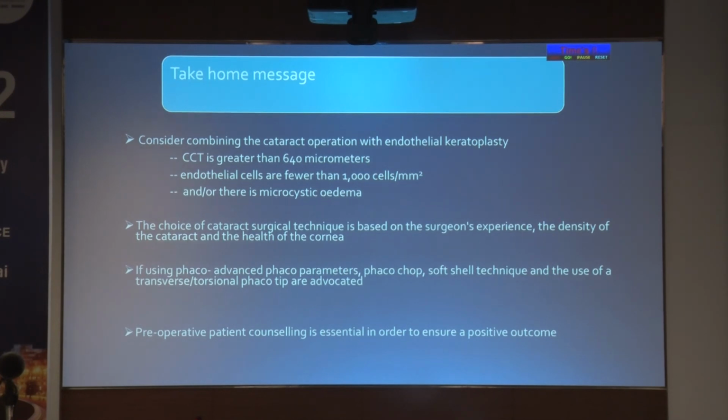So the take-home message is, in cases of combined surgery, when CCT is greater than 640 micrometers, endothelial cells are fewer than 1000 cells per square millimeter, and there is microcystic edema, we should always go for combined surgery. The choice will depend on the surgeon's experience, and when doing phaco, we should have advanced phaco parameters, phaco chop, soft cell technique, and use of a torsional phaco tip is advocated.